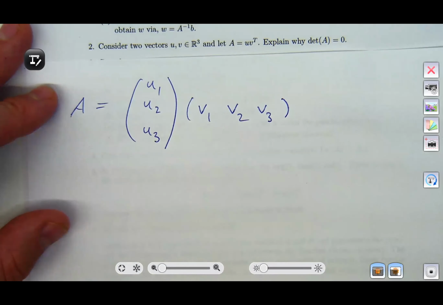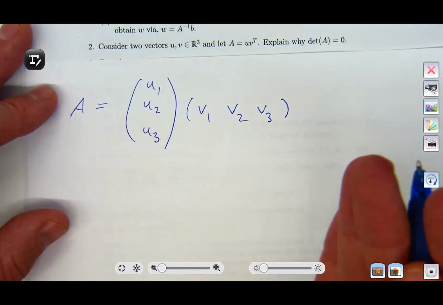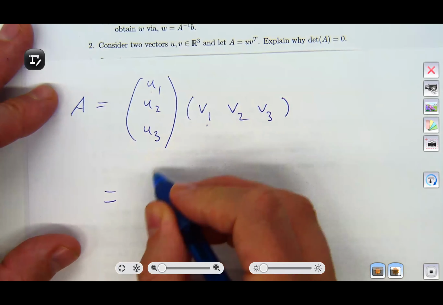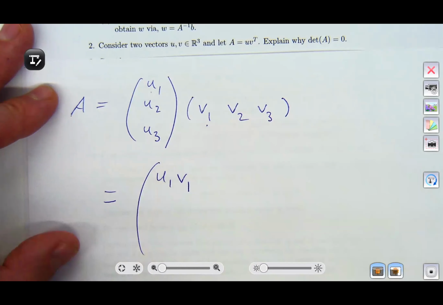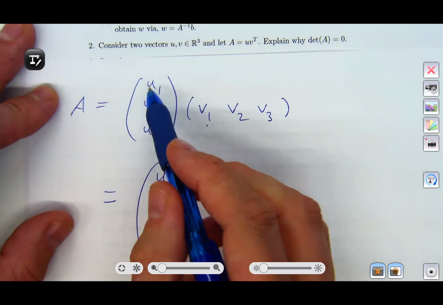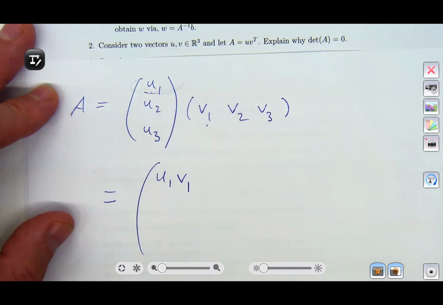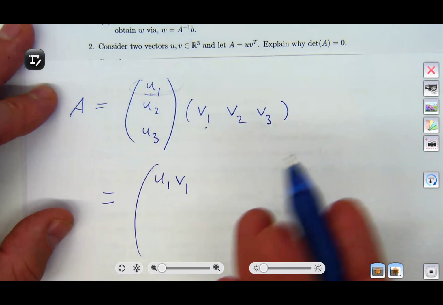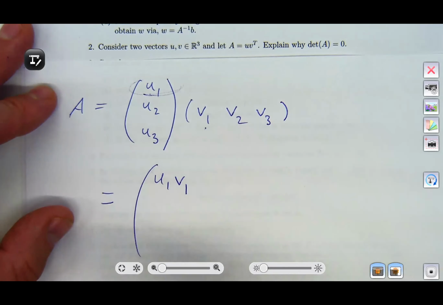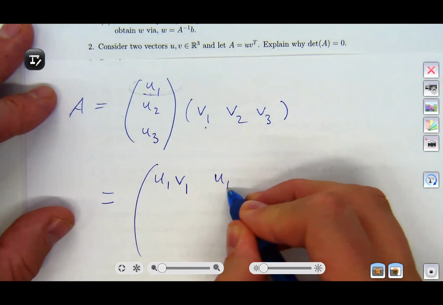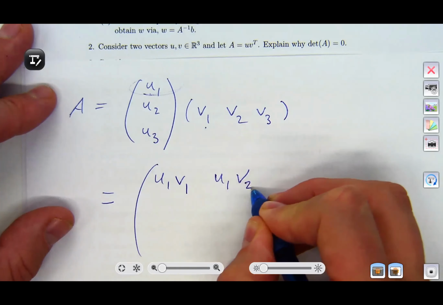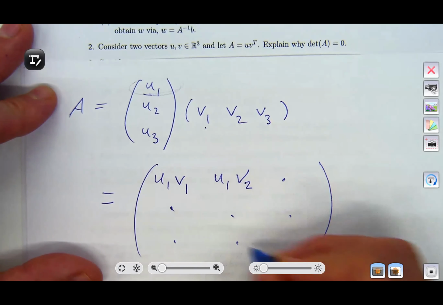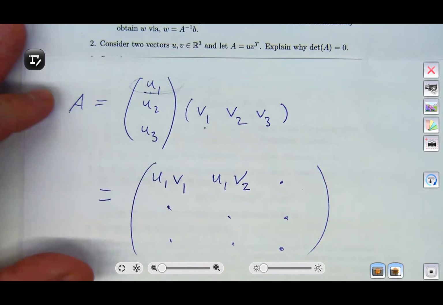Now, I'll just calculate the first 2 terms of it and let you do the rest. Okay, so we have U1 times V1. And then remember, we deal with the first row of the left one first, right? Well, depending on how you do the matrix, in my mind, I do the first row first. So anyway, U1 times V2 would be the next entry. Then there's an entry here, there's an entry there, and so on. I'll let you guys do the rest.